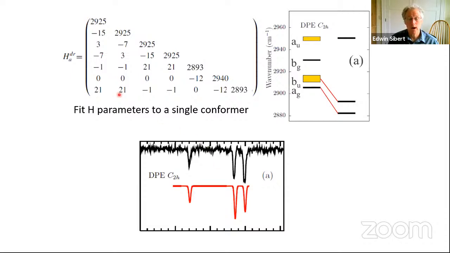It is this 21 wave numbers that has caused this guy to borrow intensity from this state. And this looks astoundingly good. That's because in my first effort at this, I used this molecule to determine the scalings. So I picked my A's and B's and C's to make this particular molecule.